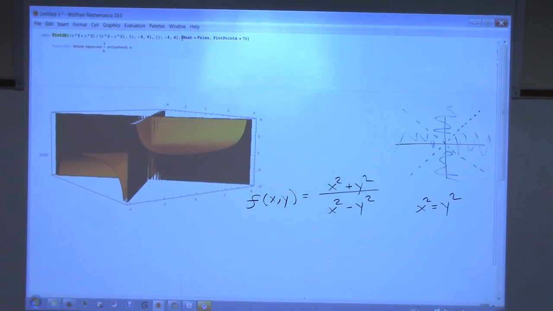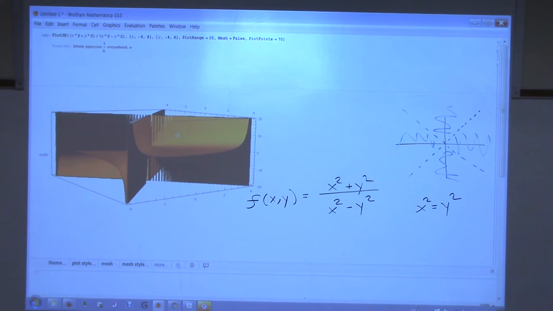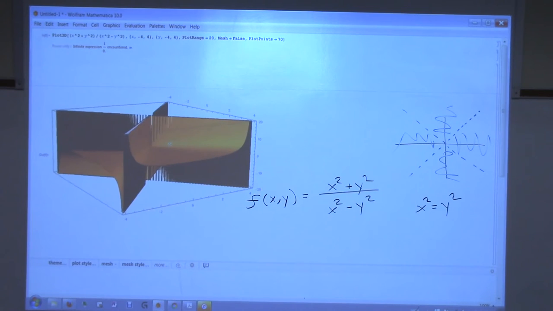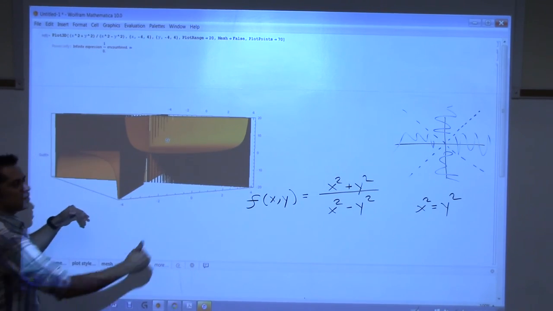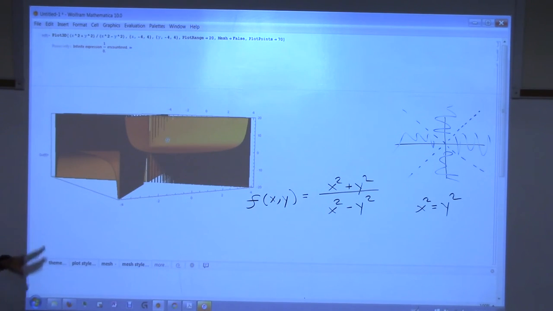How about we do this? Let's go range 20. Oh, plot range. Oops. That didn't help. Well, you get the idea, don't you? If you look at it from the side like this, it looks a lot like a rational function from Cal 1, from college algebra. Rational, but it's a big surface of them.